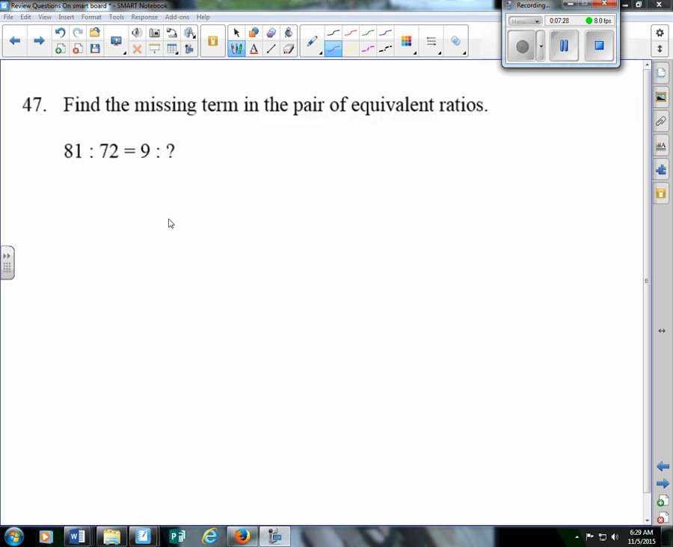Find the missing term in the pair of equivalent ratios. What do we have to do to 81 to make it a 9? We're dividing by 9. Whatever we do to one, we have to do to the other. So 72 divided by 9 is going to be 8.